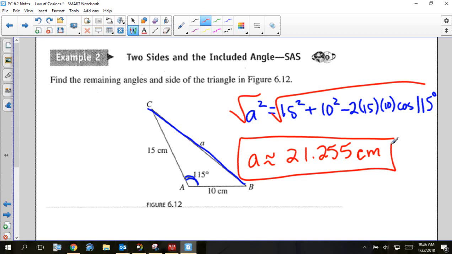This says that we're solving the triangle. So after we find side A, what else do we need to find? Complete the triangle after we find side A. We need to find the other two angles. So when you're finding the angles, that's when we use the alternative form.